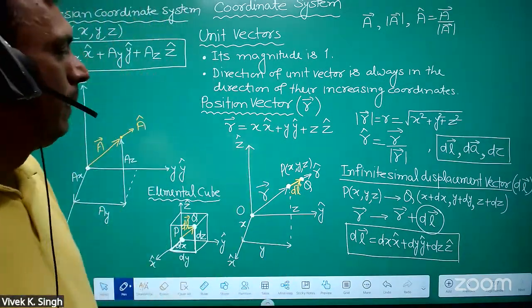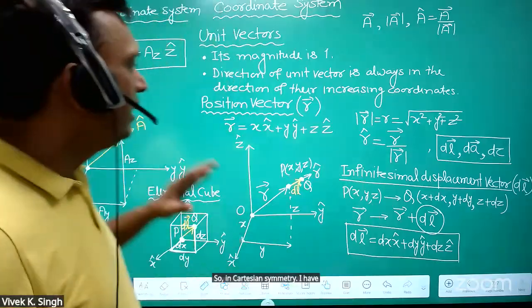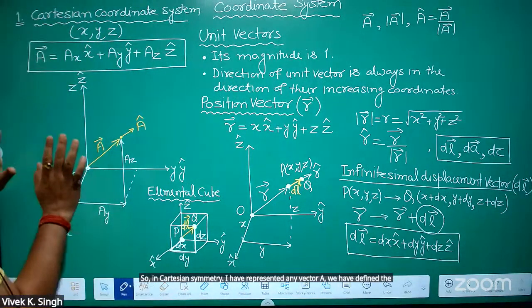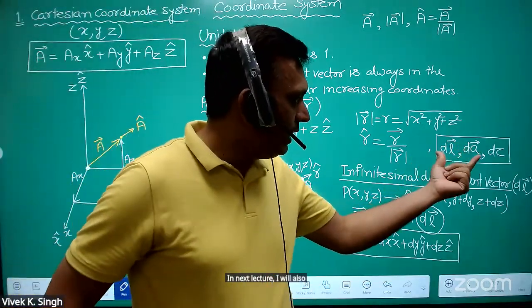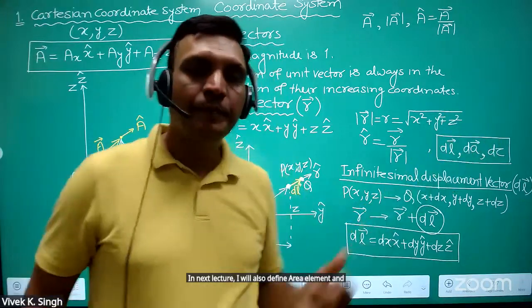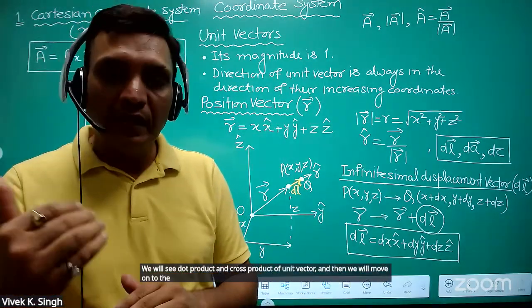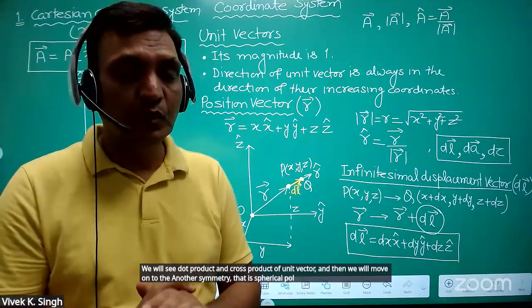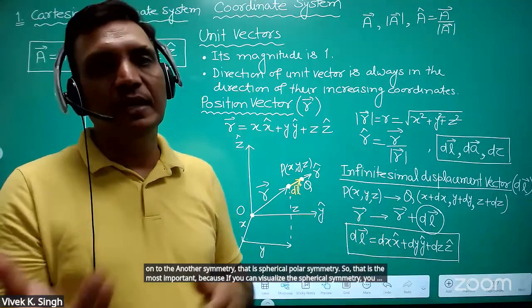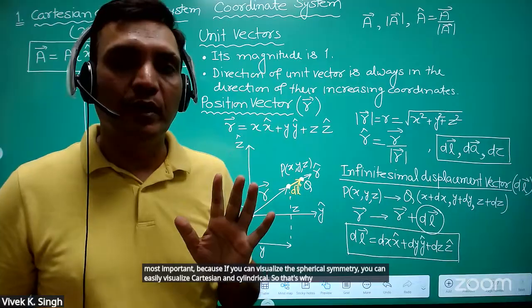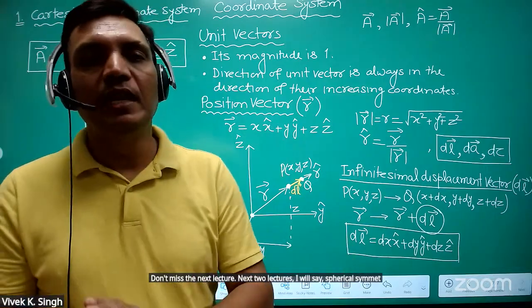So in Cartesian symmetry, I have represented any vector A. We have defined the unit vector, the position vector, and the dl vector. In the next lecture, I will also define area element and volume element. We will see the dot product and cross product of unit vectors. And then we will move on to the other symmetry, that is spherical polar symmetry. That is the most important, because if you can visualize spherical symmetry, you can easily visualize Cartesian and cylindrical. So that's why the next lecture is very important. Don't miss it. In the next two lectures, I will cover spherical symmetry and cylindrical symmetry. Is it clear?